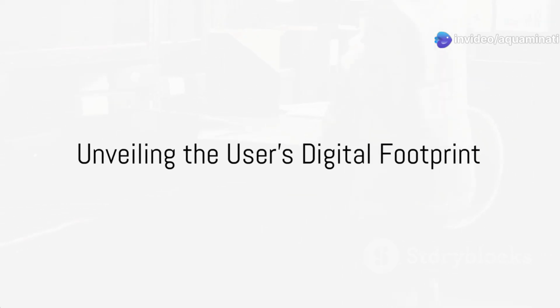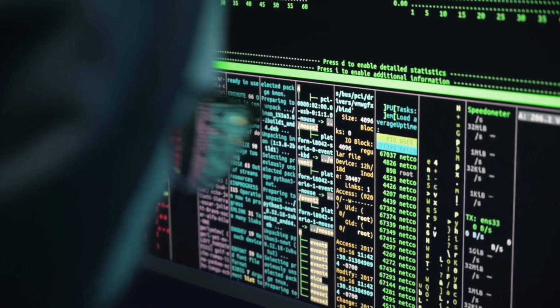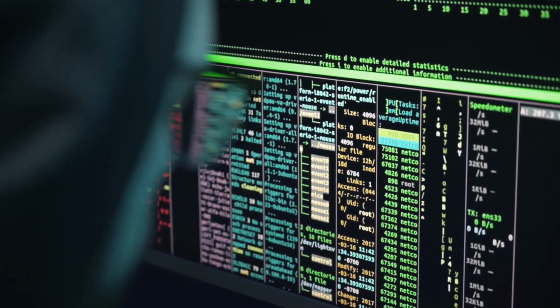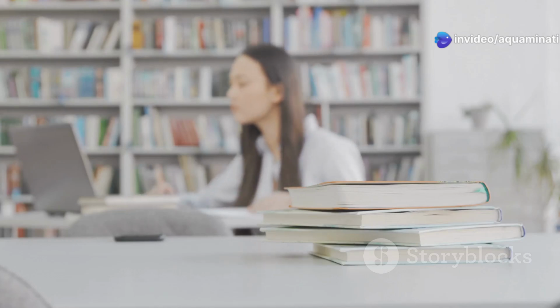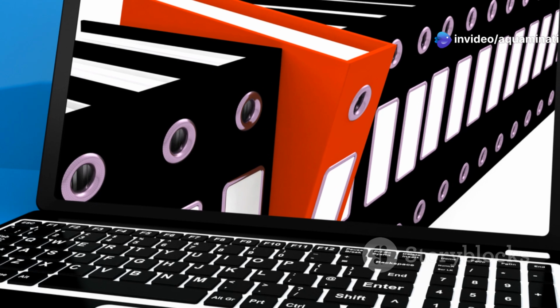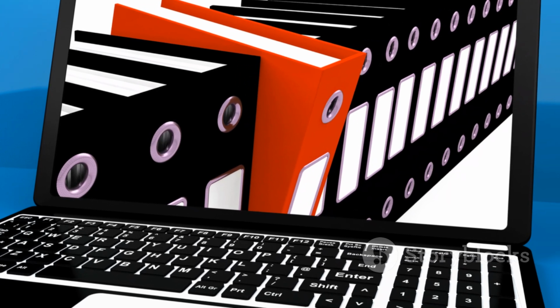Chapter 5. Extracting key artifacts from logs. Unveiling the user's digital footprint. So we've got all these logs, but what good are they if we don't know how to extract meaningful information from them? It's like having a library full of books but not knowing how to read. The key is to look for specific artifacts within these logs, pieces of information that can help us paint a picture of what happened on the system.